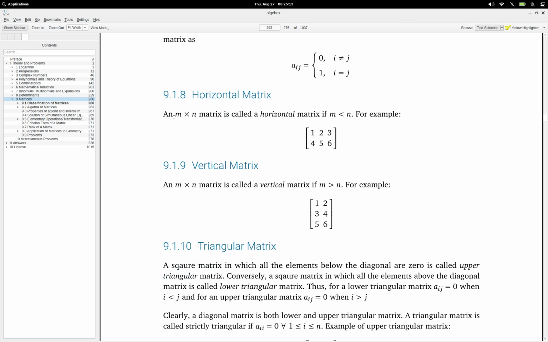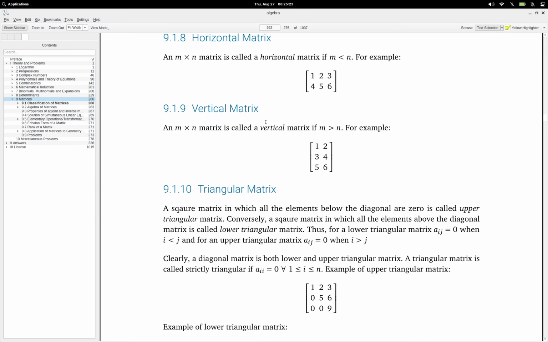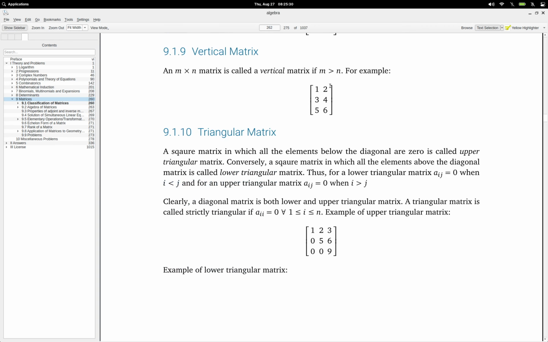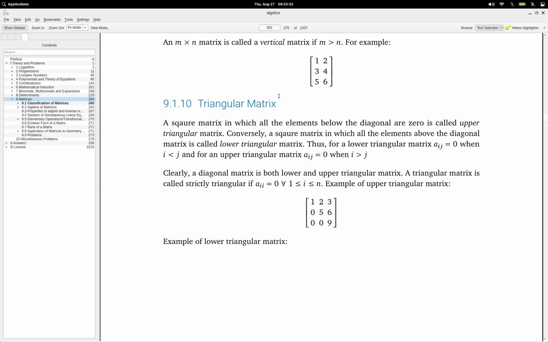Horizontal matrix. An m by n matrix is called a horizontal matrix if m is less than n, for example, 1, 2, 3, 4, 5, 6. Vertical matrix. An m by n matrix is called a vertical matrix if m is greater than n, for example, 1, 2, 3, 4, 5, 6.